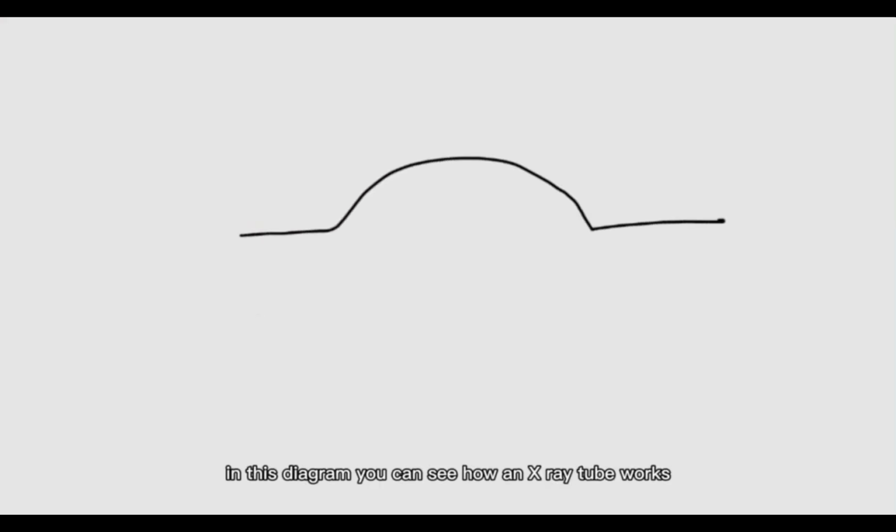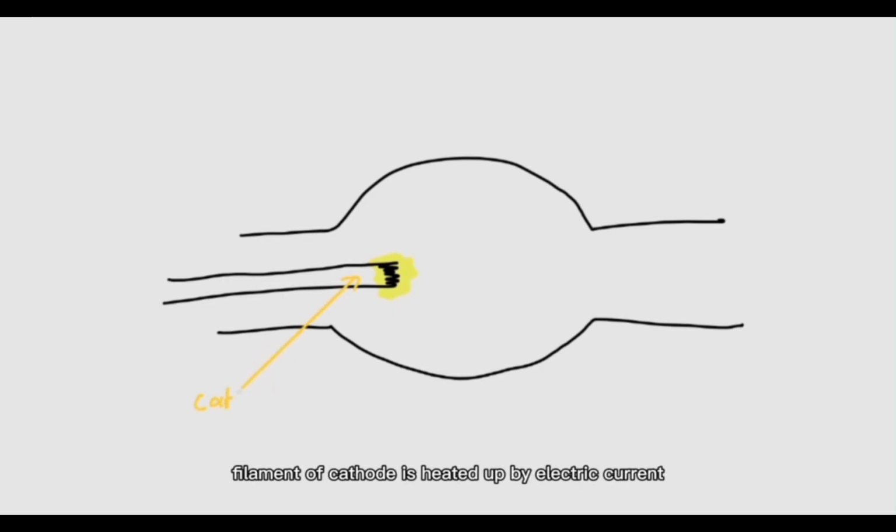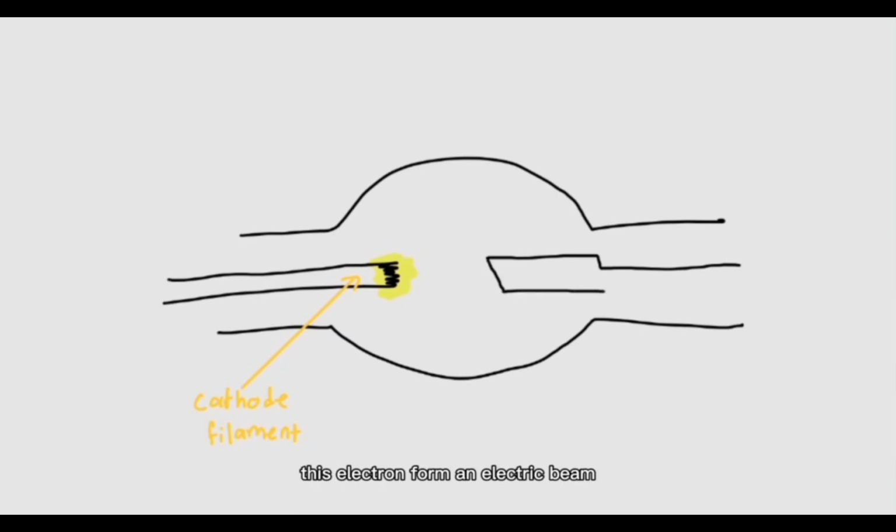In this diagram, you can see how an X-ray tube works. The tungsten filament of the cathode is heated up by electric current, which releases electrons by thermionic emission. These electrons form an electron beam. This beam travels in a straight line across the vacuum and is directed toward the anode. The electron beam then strikes the heavy metal target on the anode, which is made of tungsten.